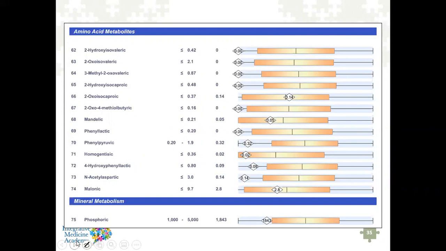The amino acid metabolites, phosphoric. Okay, we know that low normal levels of phosphoric are commonly associated with a need for additional vitamin D. Okay, so that could be something we could look to do here. And then the amino acid metabolites are all normal.